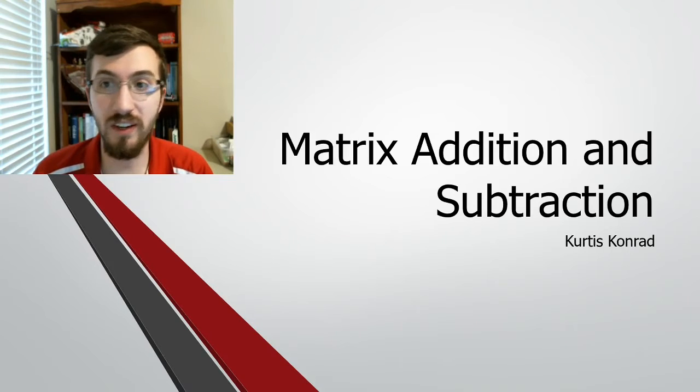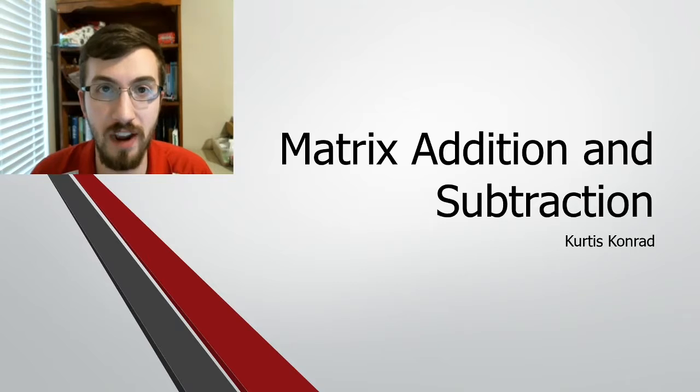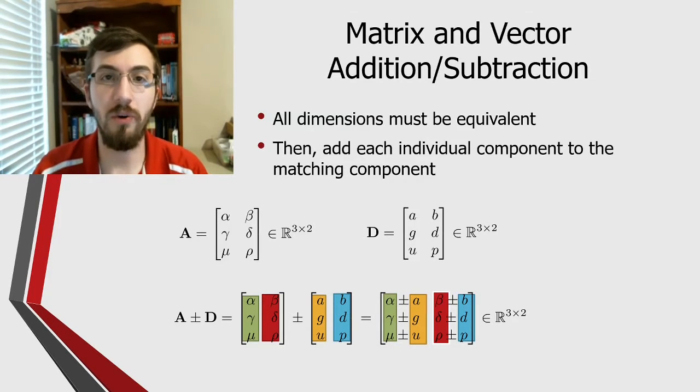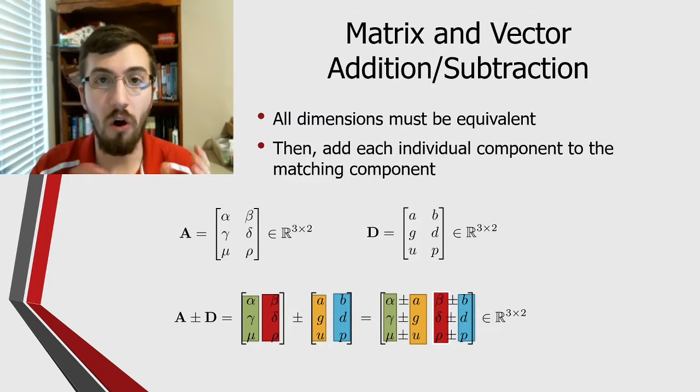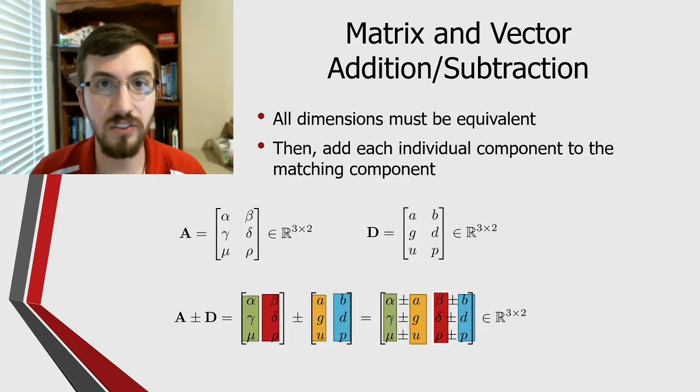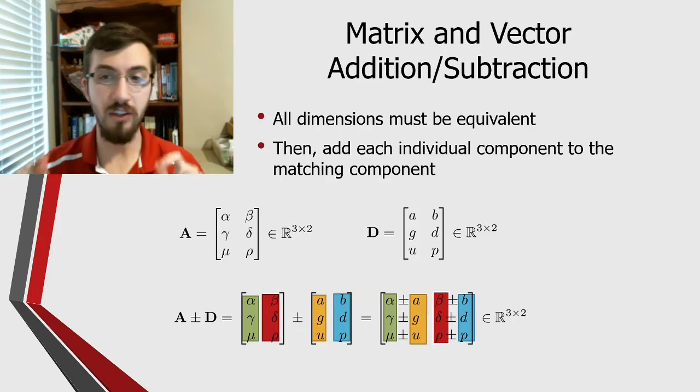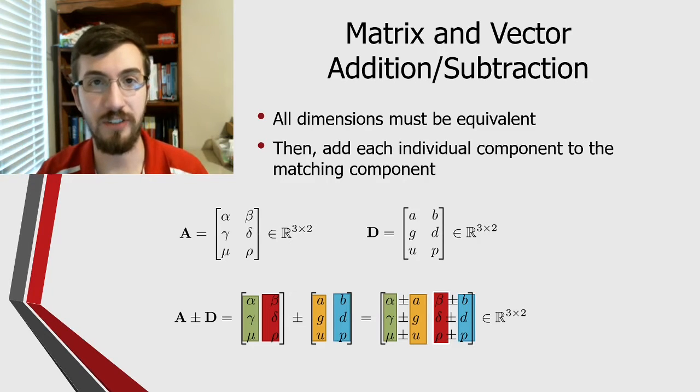Alright, so in this video we are going to talk about matrix addition and subtraction. Alright, so here's the very first rule. All the dimensions of whatever matrices you're trying to add or subtract have to be equivalent. Okay? Then you just add each individual piece together to the piece that matches it in the other matrix.